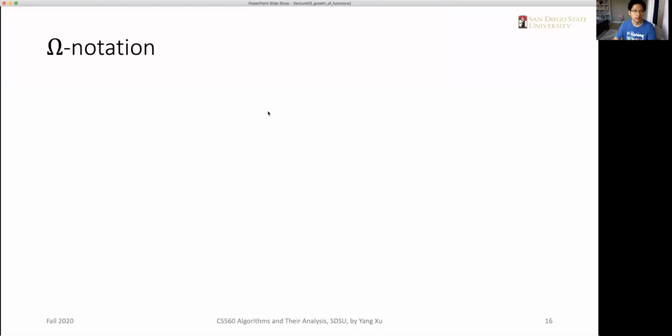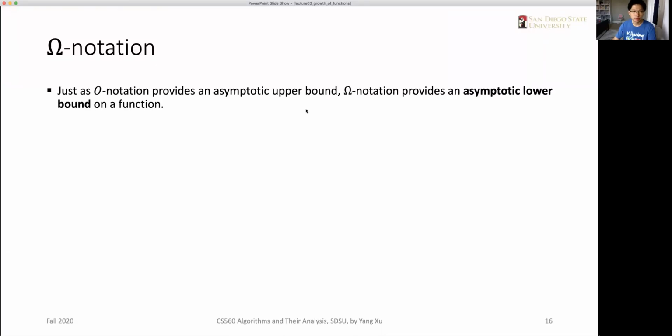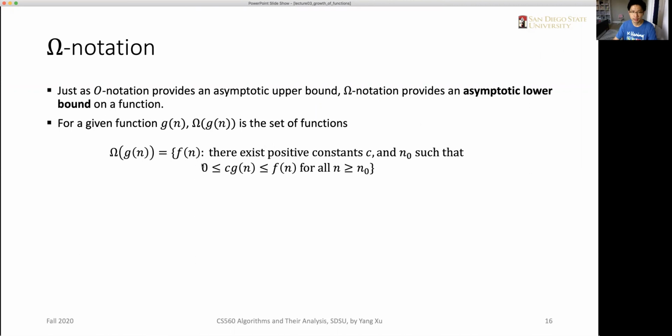Now let's look at the big omega notation. Just as the big O notation provides an asymptotic upper bound, the big omega notation provides a lower bound on the function. We use the same language to define the big omega notation. Big omega of g of n is also a set of functions.